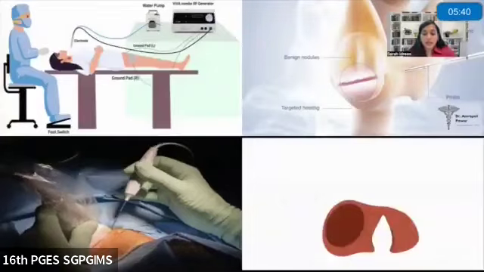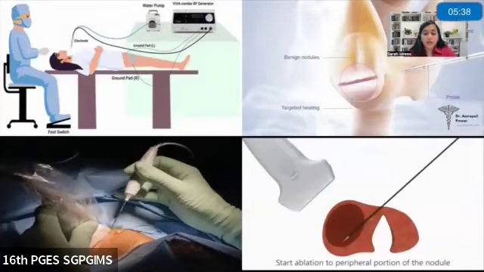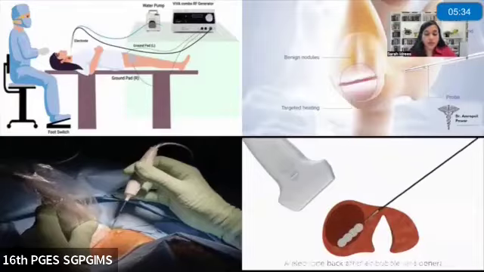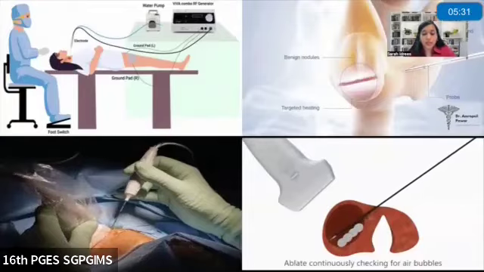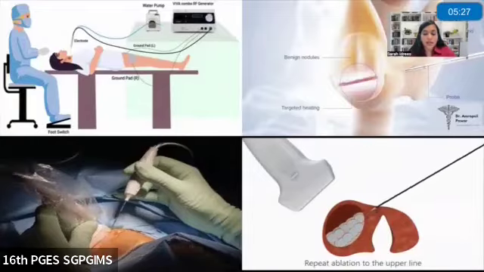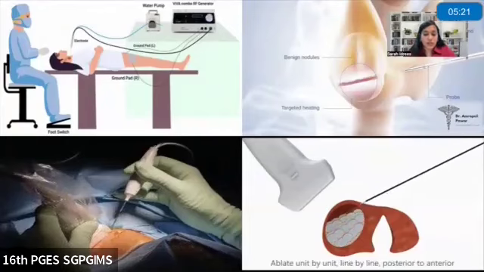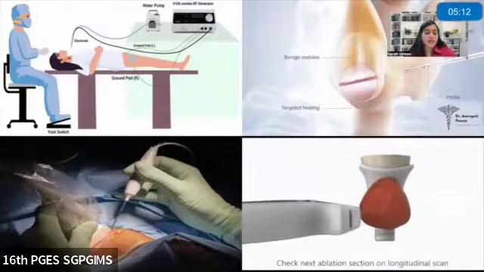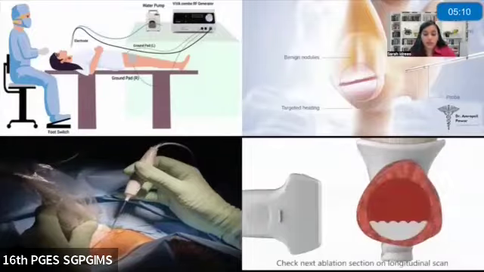Now, the ablation has to be done from the distal or posterior part of the nodule to the anterior part. The probe needs to go along all the axes of the nodule, and small ablative units are created by the active tip, which stays at a point for around 5 to 9 seconds and then moves proximally. This technique is called the moving shot technique and results in complete ablation of the tumor.